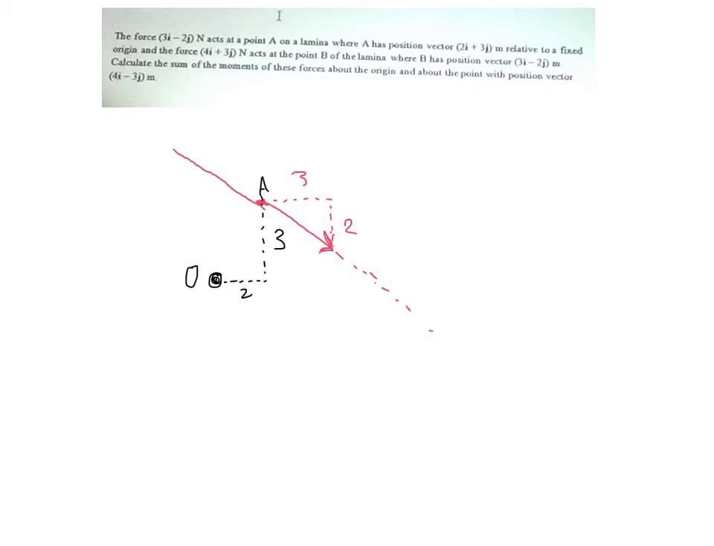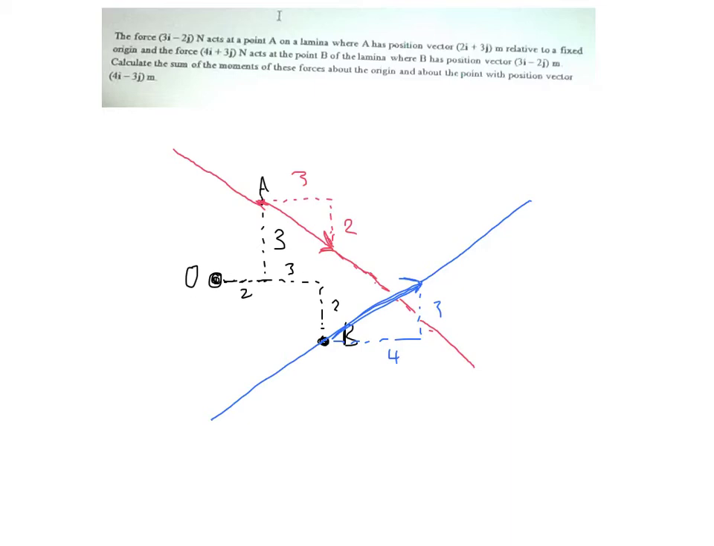What else is happening? Another force is acting at B. B is at 3i minus 2j, so 3i and then minus 2j, here's B, that's 2, that's 3, there's B, and the force that is going through there is force 4i plus 3j, so it's across 4, up 3, there's the force, and there's the line of action of the force, like that. This is what's going on. Okay. We want to find the sum of the moments about the origin and also about the point with position vector 4i minus 3j. So let's do the origin first and see how we get on.